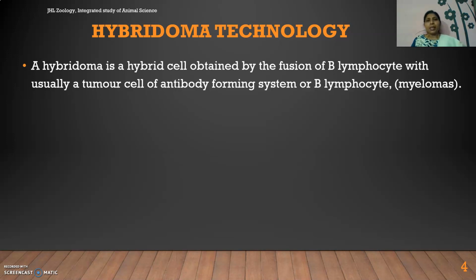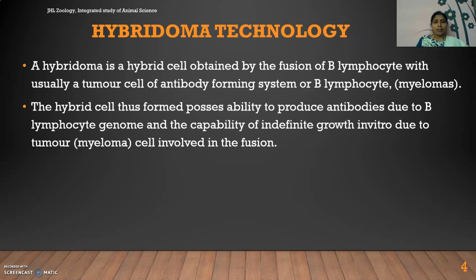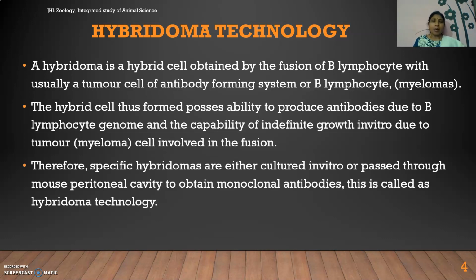Now let us know what is this hybridoma technology. So hybridoma is a hybrid cell obtained by the fusion of B lymphocyte with a tumor cell of an antibody forming system, or a tumor cell of the B lymphocyte, which are called myelomas. The hybrid cell thus formed possesses the ability of producing the antibodies due to its B lymphocytic genome and the capability of indefinite growth in vitro due to the tumor cell involved in the fusion. Therefore, specific hybridomas are either cultured in vitro or passed through the peritoneal cavity of the mouse to obtain the monoclonal antibodies. This technology is called hybridoma technology.